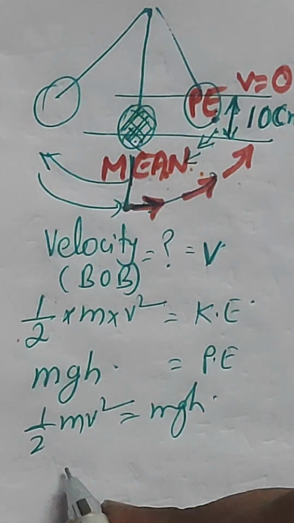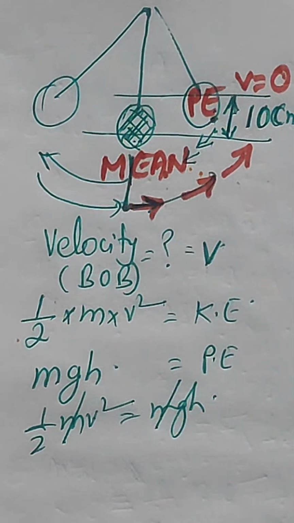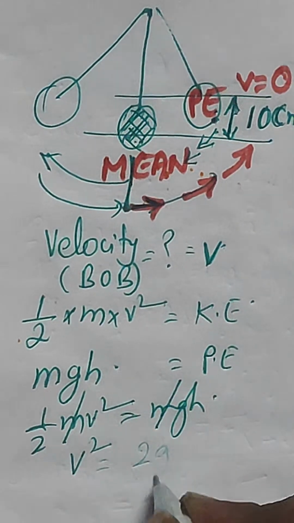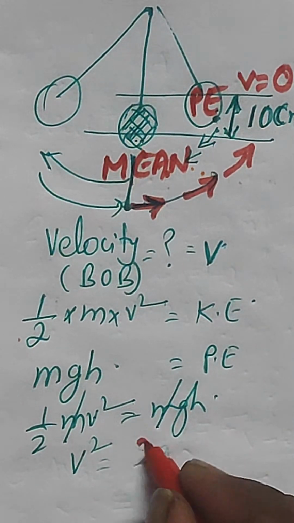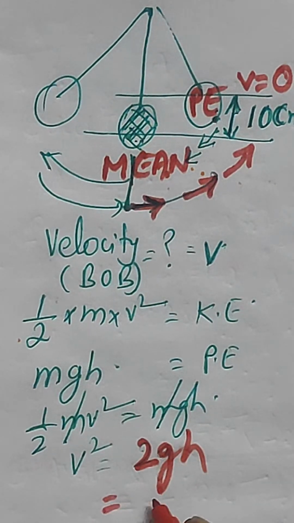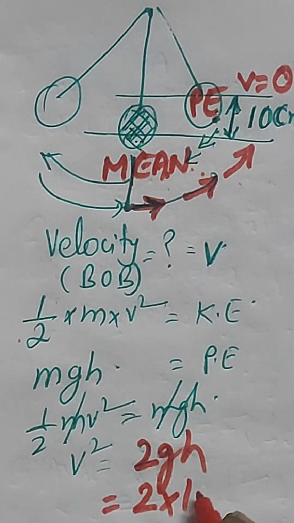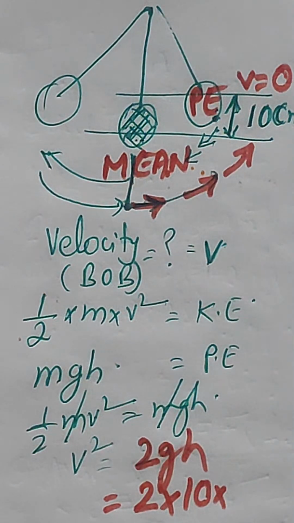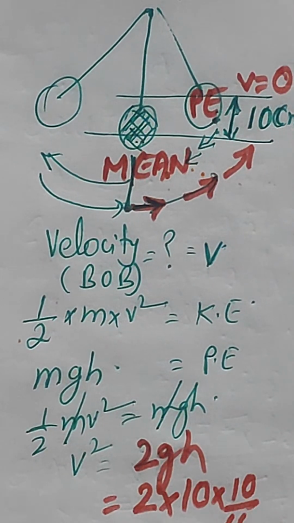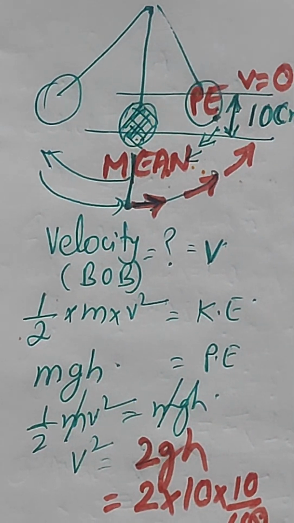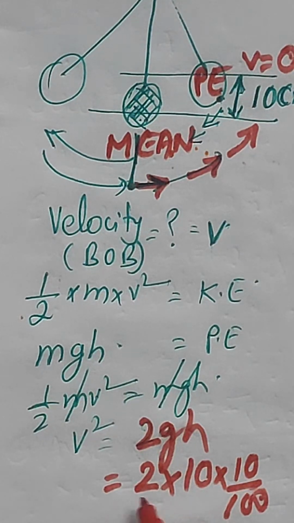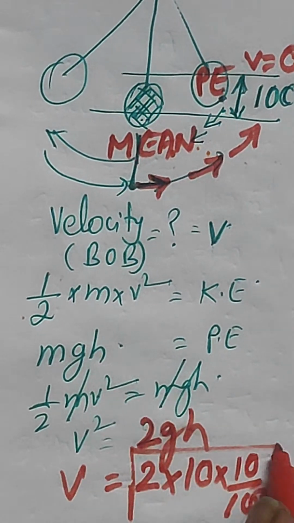And v is not known to us, so m and m will be cancelled out, and v square is equal to 2 times g into h. We know the value of g, let us take 10. We know the value of h, that is 10 centimeter. Convert it into meter, so this will be 10 by 100 meter, right? Now you can see v is nothing but the root of this.